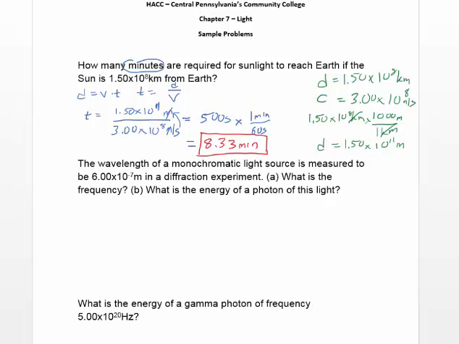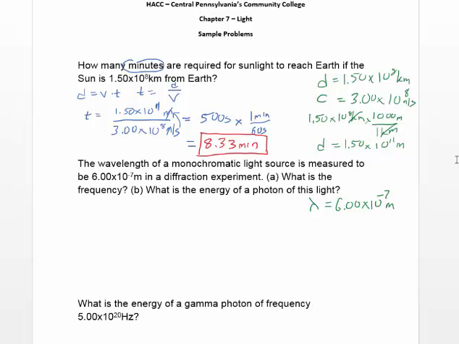Now for our second problem, it says the wavelength of a monochromatic light source is measured to be 6 times 10 to the negative 7th meters. And we want to know what the frequency of that light is and what the energy of a photon of that light is. So let's write down what we know. We know that the wavelength of this light is equal to 6.00 times 10 to the negative 7th meters.